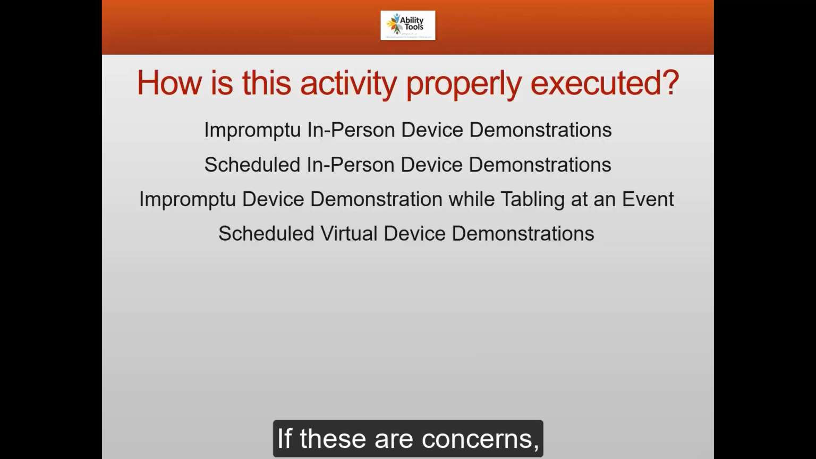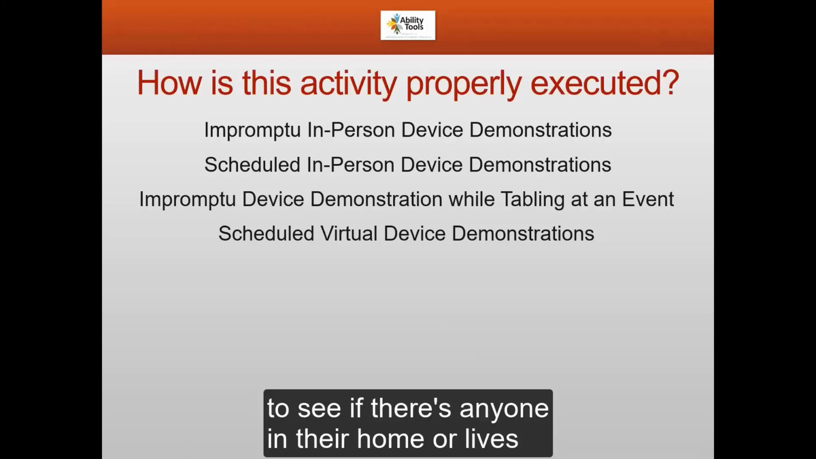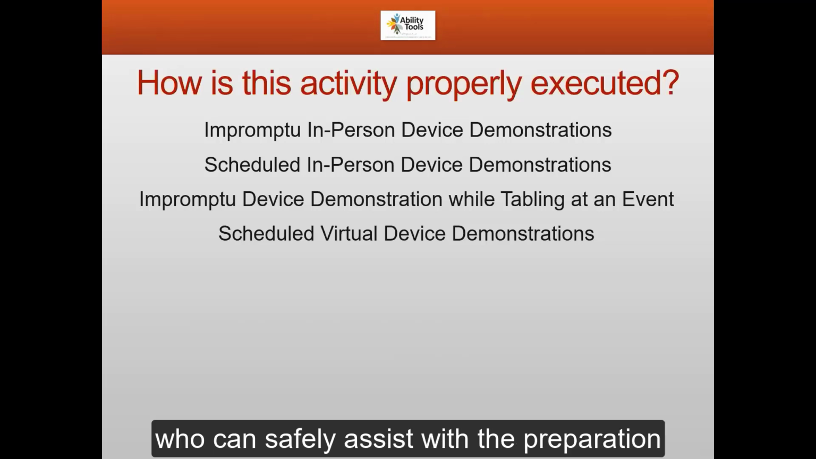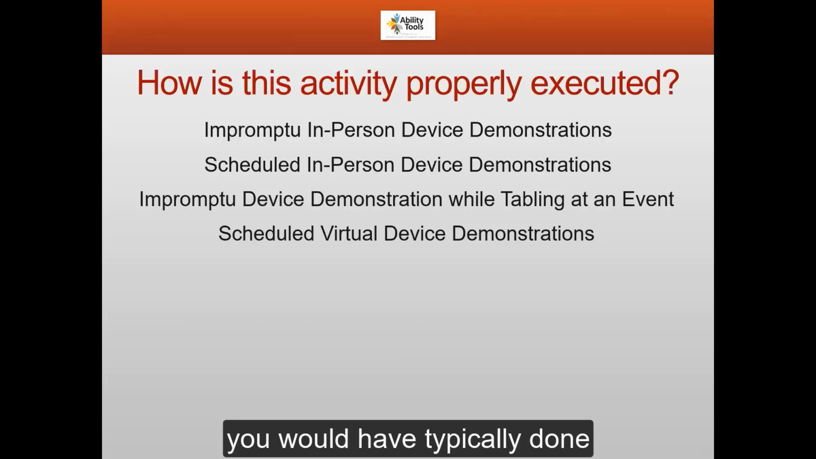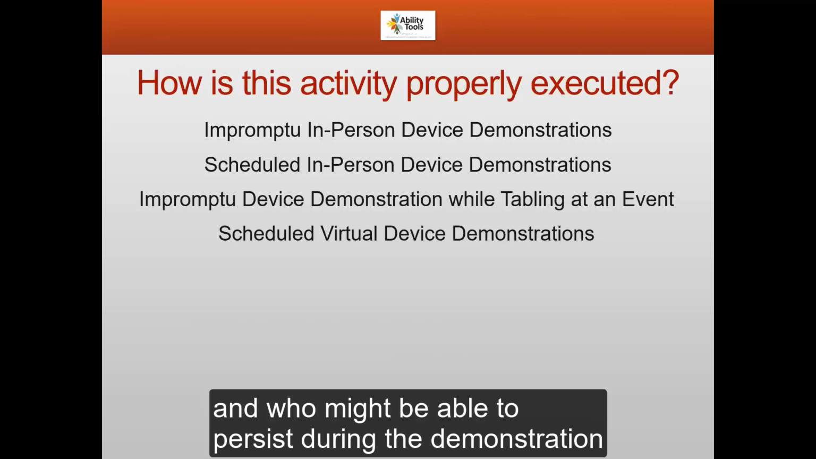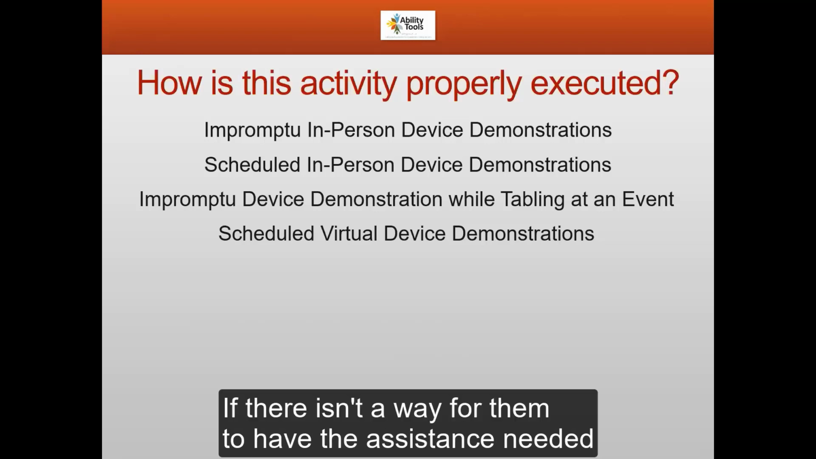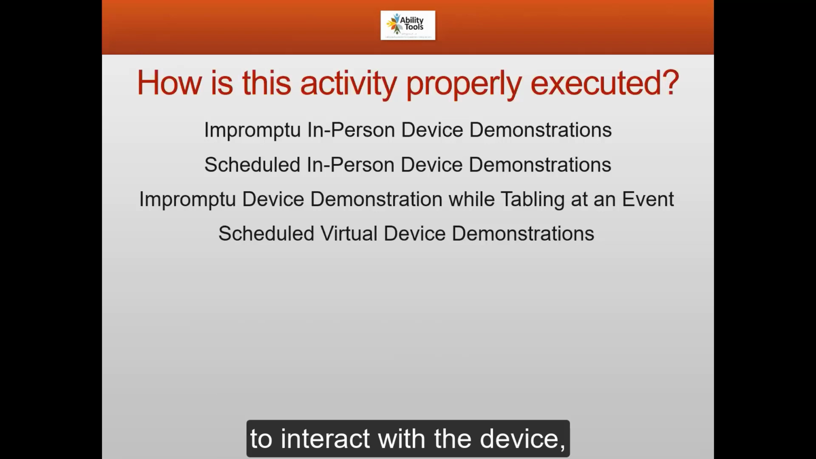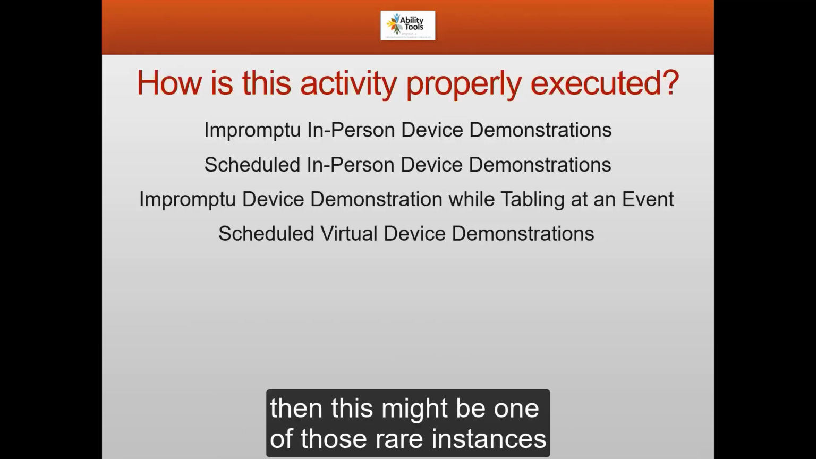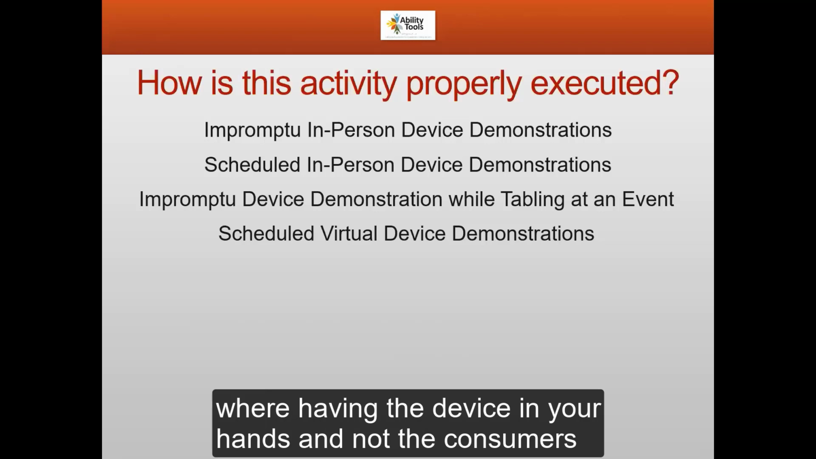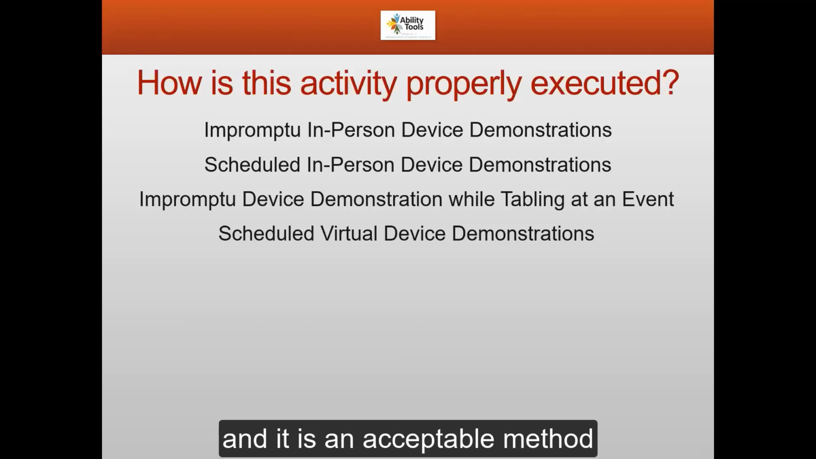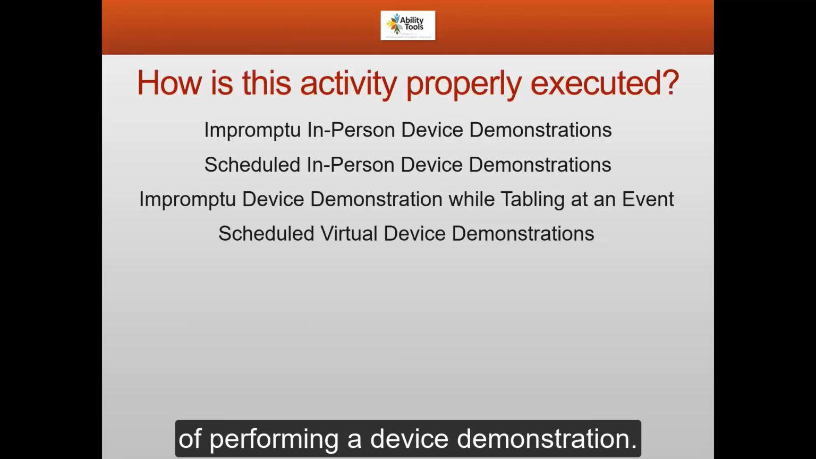If these are concerns, you should work with the consumer to see if there's anyone in their home or lives who can safely assist with the preparation you would have typically done during an in-person demonstration, and who might be able to participate during the demonstration in case any additional needs arise. If there isn't a way for them to have the assistance needed to interact with the device, then this might be one of those rare instances where having the device in your hands and not the consumer's is an acceptable method of performing a device demonstration.